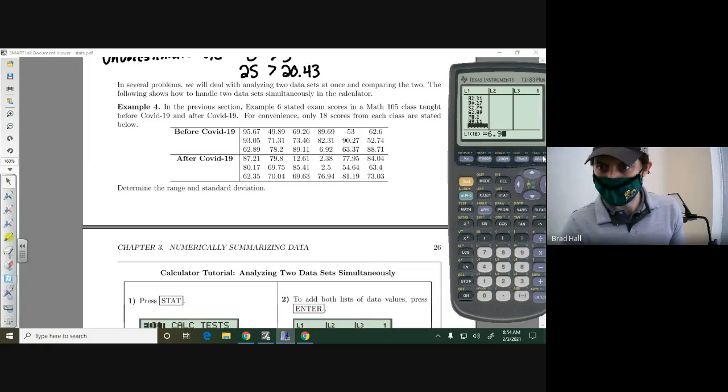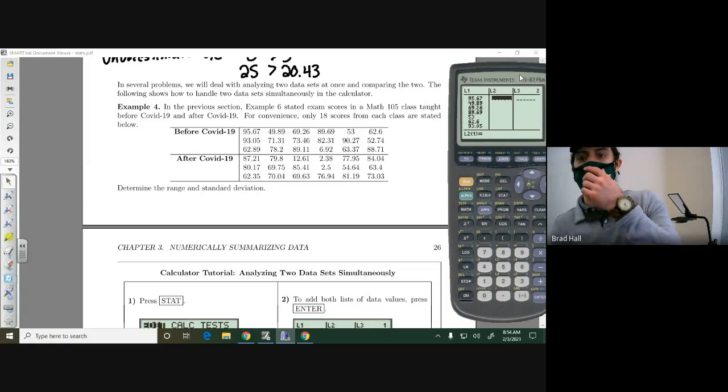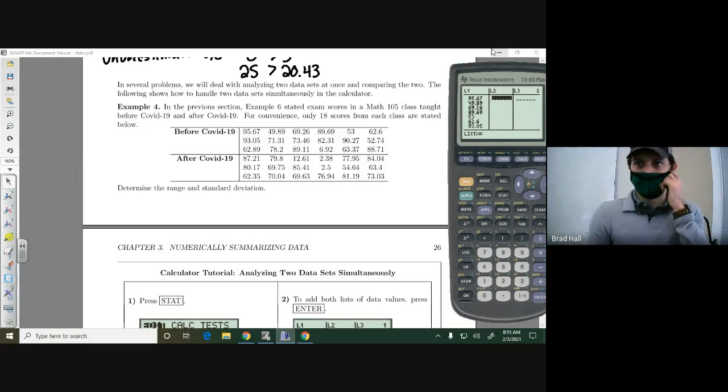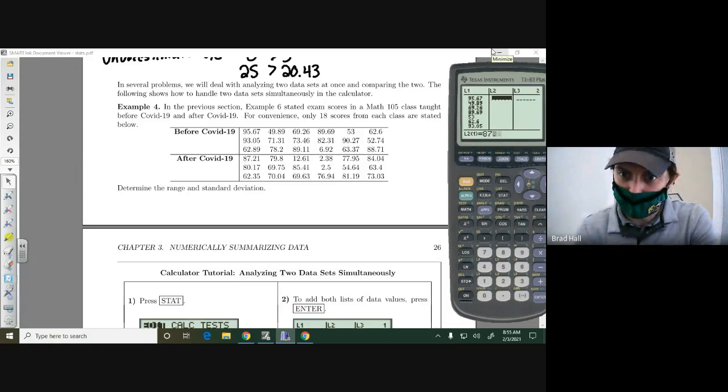89.11, 6.92, 63.37, 88.71. And then after you do that, you're going to take your cursor and go to the right. And now you're going to start filling in the L2 column in the calculator. And that's going to be the after COVID-19 category. So now you can start plugging in values there. 7.21, 79.8, 12.61, 2.38, and just keep going.